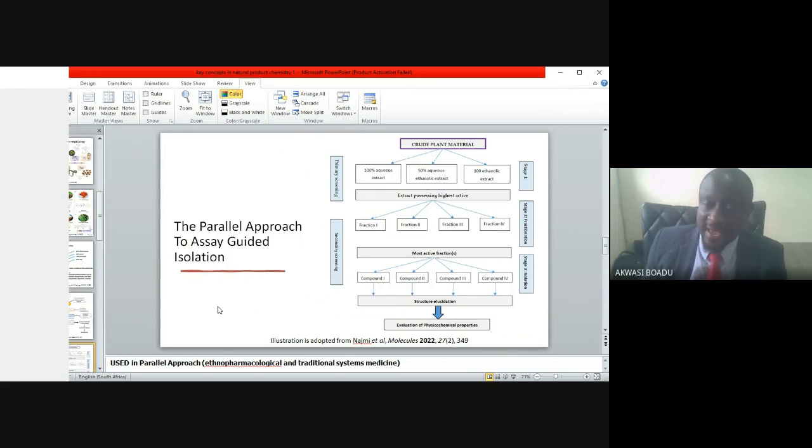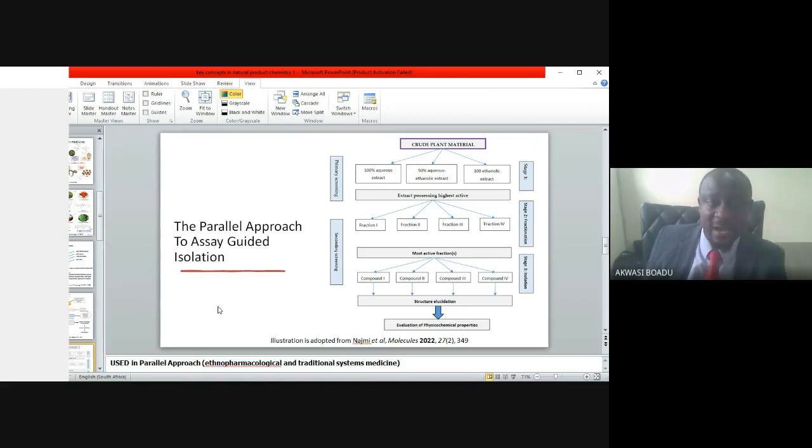Some of the solvents are hexane, that is non-polar, diethyl ether, or we can even have something like ethyl acetate and the rest. So we use these solvents in order to extract the secondary metabolites from the natural product, in order for us to be able to analyze them.